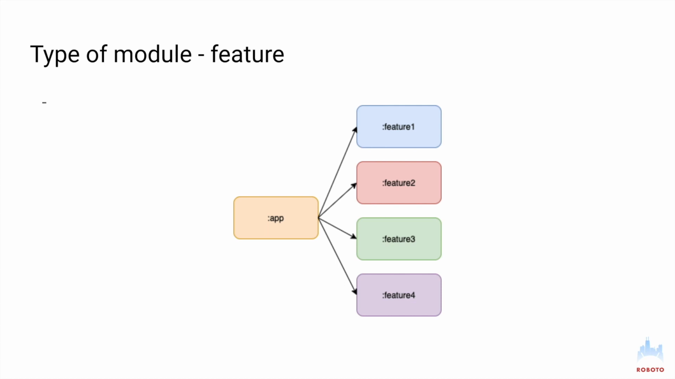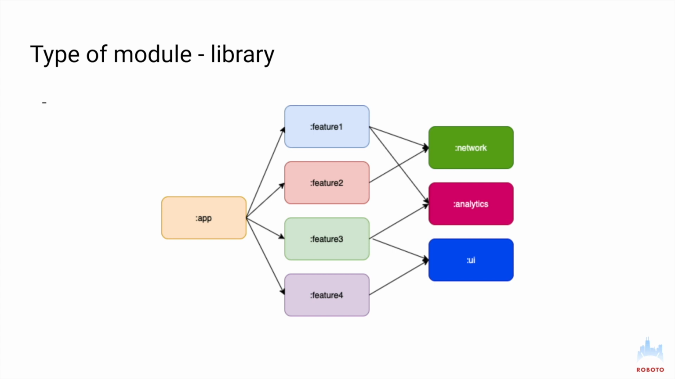We would have our app, and then our app would rely on several features. We could have features such as login, payment, registration, etc. Then if we go deeper into the level of modularization, we see that those features might have dependencies on some other modules or SDKs or libraries. So in this case, we might have something called network or analytics or UI. And we see that, for example, feature one, let's say our login, might depend on network and analytics, but for example, feature two, let's say payment, depends just on the network.